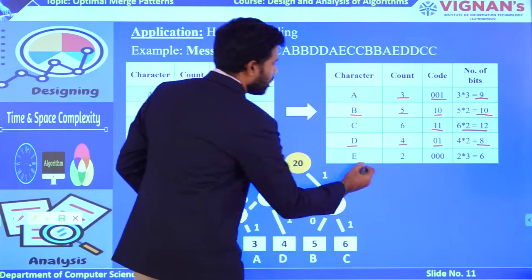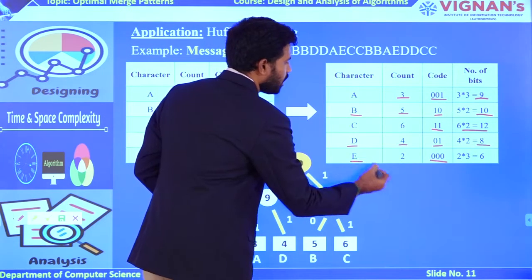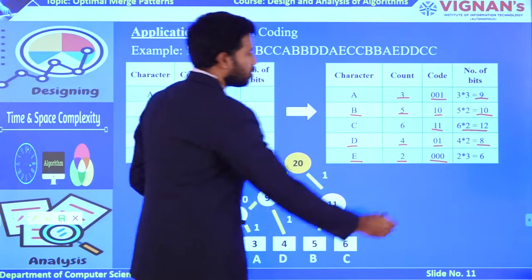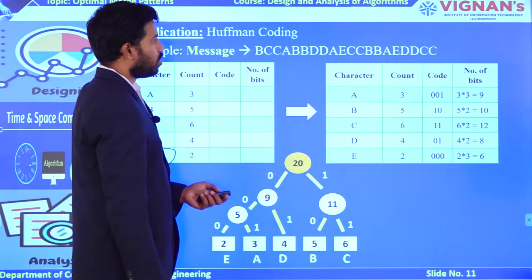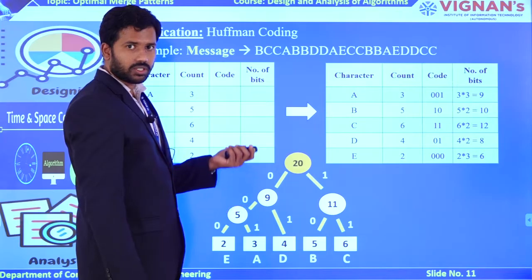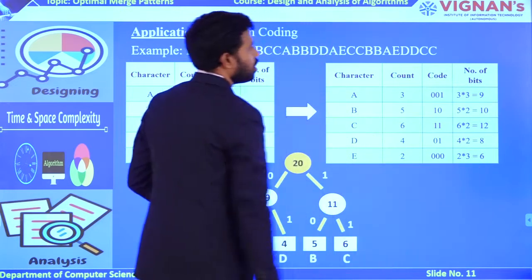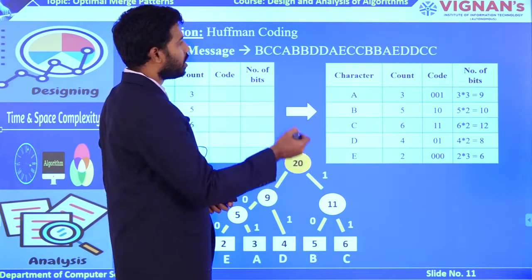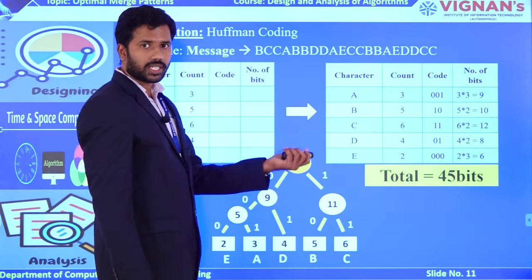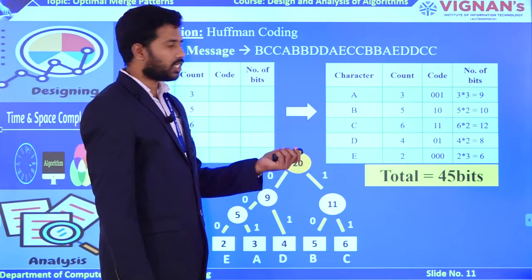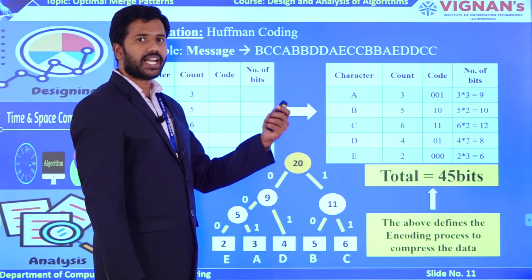So what is the code of E? 0, 0, 0. What is the size of 0, 0, 0? 3 bits are there. How many times is E repeating? 2 times. So 2 into 3 is going to be 6. So likewise, you are filling the last column. So how to get the total size for this representation with the help of Huffman coding? You sum all these last column values, nothing but 9 plus 10 plus 12 plus 8 plus 6, which gives my total size as 45. So this 45 bits represents the encryption only, not the entire thing.